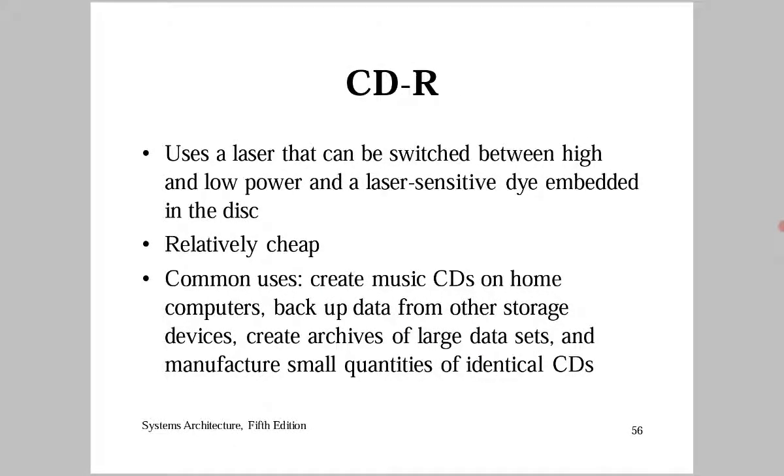There are many different types of CD-ROMs available. The first type is CD-R. CD-R means recordable. It uses a laser that can be switched between high and lower power, and a laser-sensitive dye embedded in the disk. Relatively cheap.